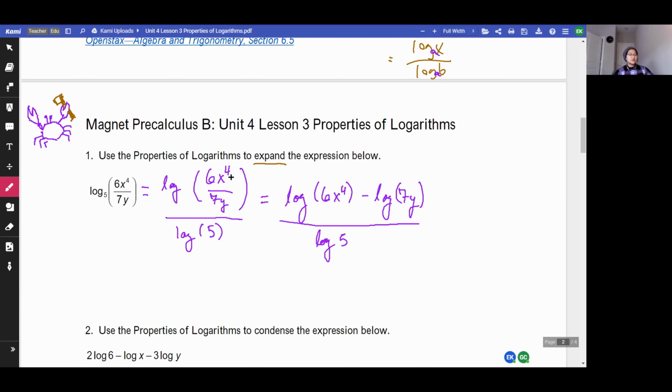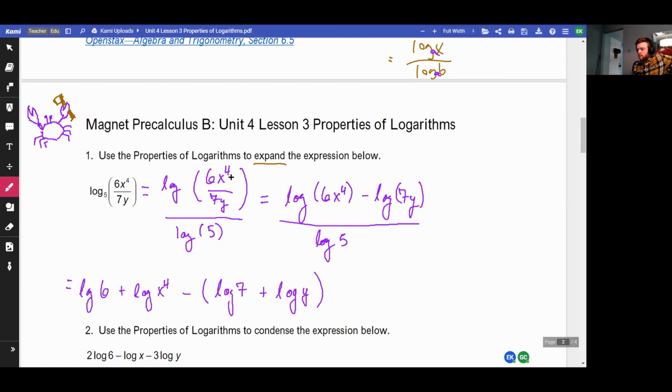Let's see, what else do we have? Well, we have multiplication, so maybe we can take care of the multiplication. So we get log of 6 plus log of x to the 4th minus, parentheses, log of 7 plus log of y. Boom. Awesome. Oh, and then I forgot my denominator.